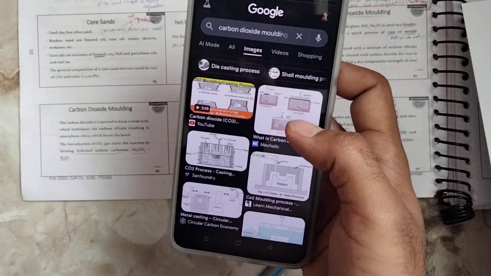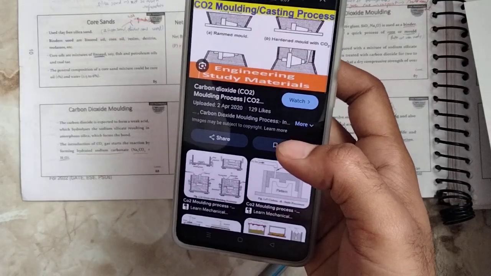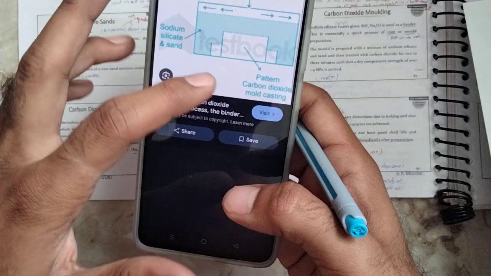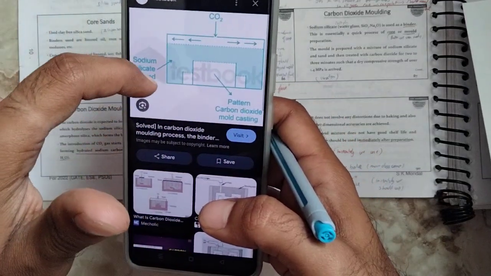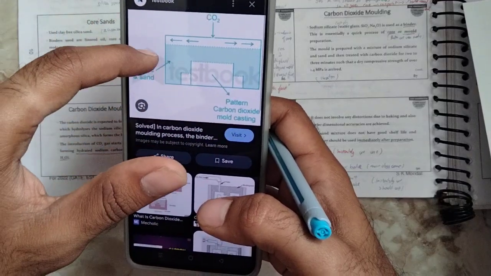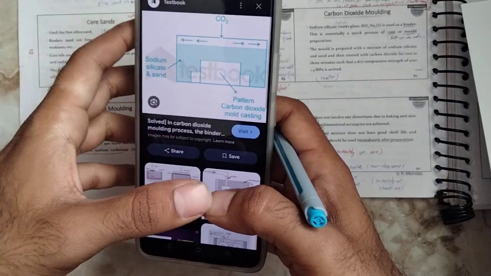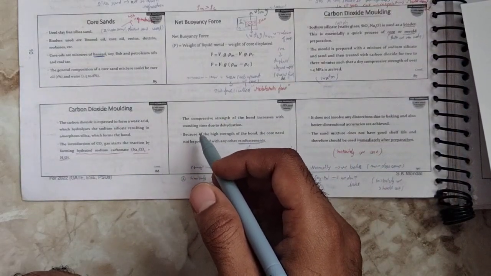So you can see here, this is called carbon dioxide molding. Whenever we pass the carbon dioxide over it, it gets hardened. Here we have sodium silicate and sand. Whenever we pass the carbon dioxide, the entire mass starts to solidify. After solidifying, the pattern can be removed, and then we pour the metal. The compressive strength of the bond increases with standing time due to dehydration.